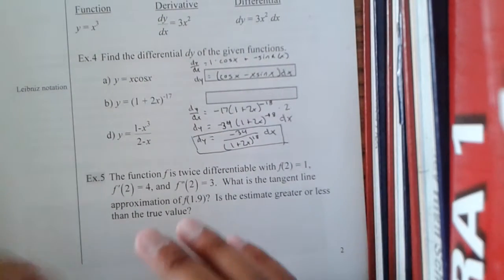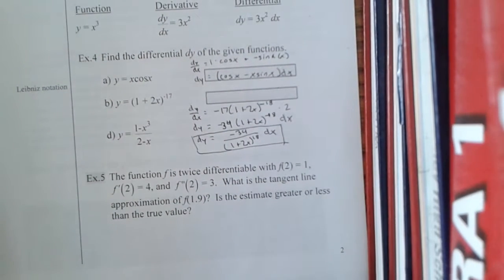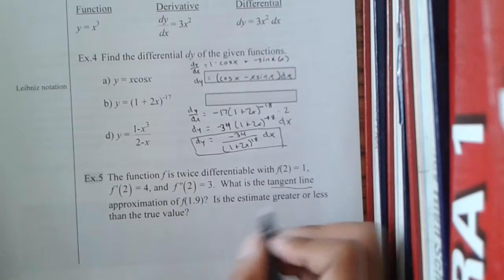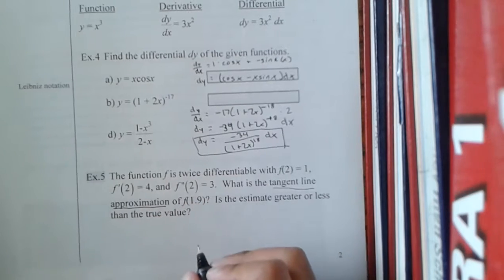And then for exercise 5, the function f is twice differentiable with f(2) equals 1, f'(2) equals 4, and f''(2) equals 3. What is the tangent line approximation? Is the estimate greater or less than the true value? So you want to find the tangent line first, the tangent line approximation.